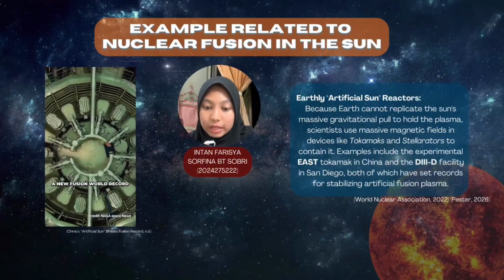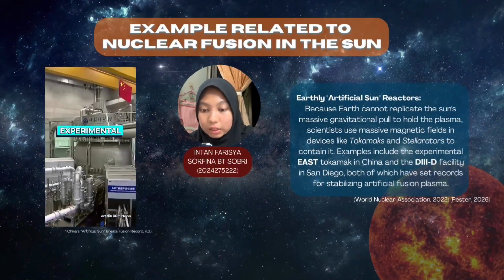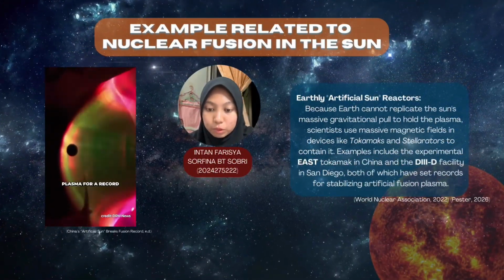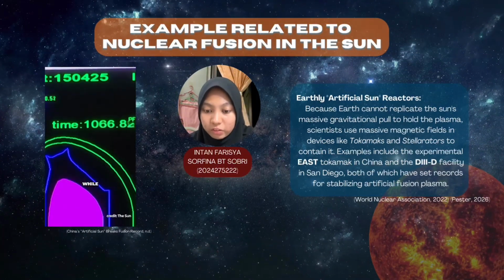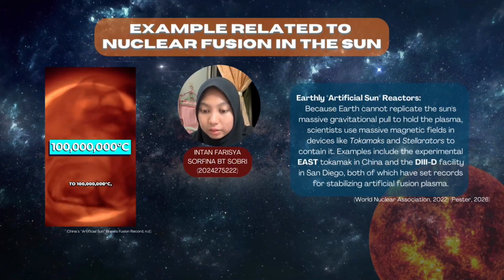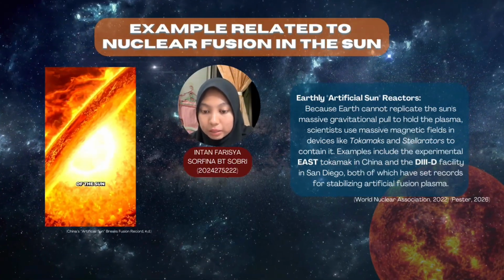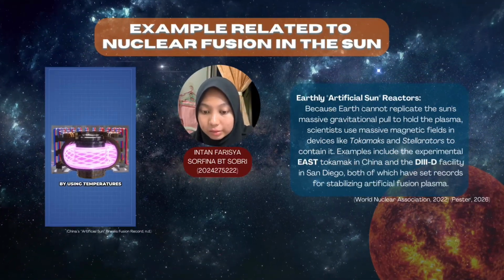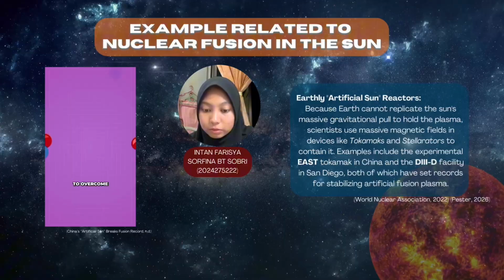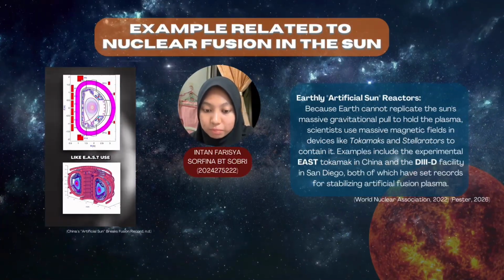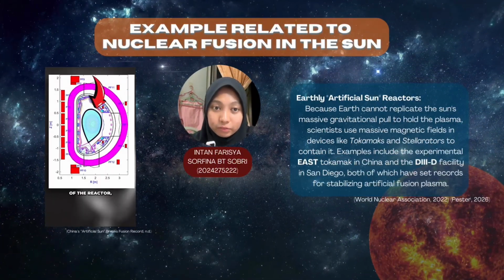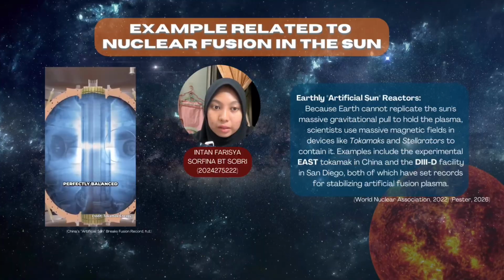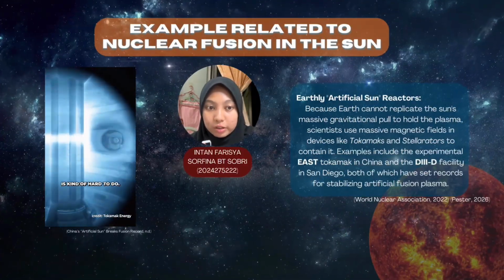Next is earthly artificial sun reactors. Because Earth cannot replicate the Sun's massive gravitational pull to hold the plasma, scientists use massive magnetic fields in devices like tokamaks and stellarators to contain it. Examples include the experimental EAST Tokamak in China and the DIII-D facility in San Diego, both of which have set records for stabilizing artificial fusion plasma. Scientists use magnetic fields to control fusion on Earth. Devices like tokamaks hold hot plasma because we cannot use gravity like the Sun.